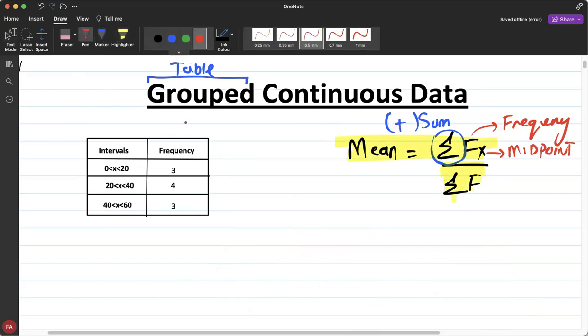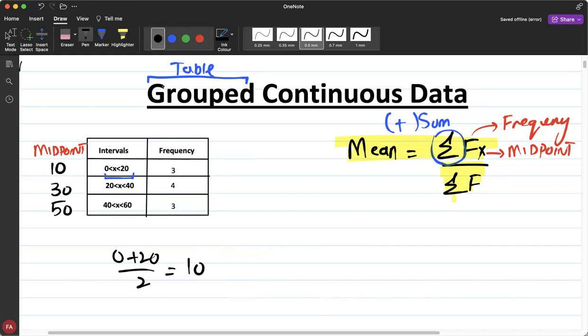So let's try this out. In this case, to figure out the midpoint, I can make another column over here. Remember that you always take the first value and the last value and divide it by 2. So in this case, 0 plus 20 over 2 gives us just 10. So the midpoint is going to be 10. Similarly, the next one, well, that's easy, I can do it directly. That's going to be 30. This over here will be 50.